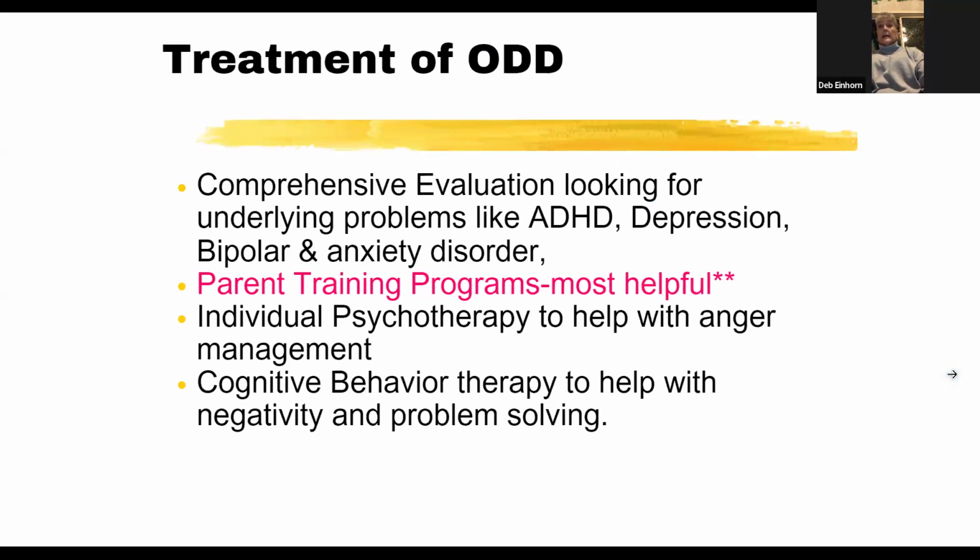That's again a psychiatric professional. And then in the school setting, a school social worker often will be involved. A school social worker or another school-related counselor might need to have individual sessions with the student to help them with anger management strategies. And then cognitive behavior therapy is another tool that's used for children with ODD.